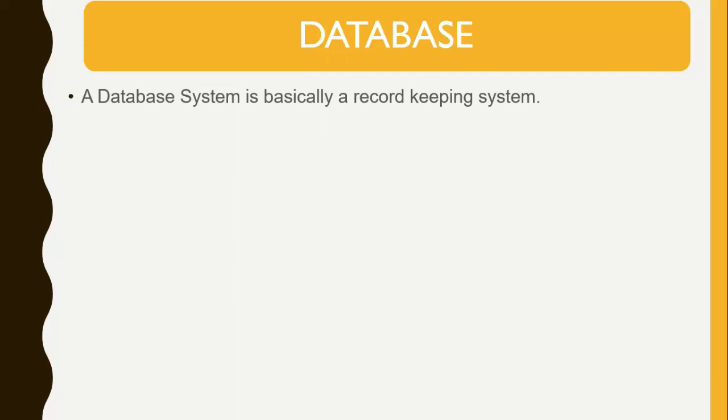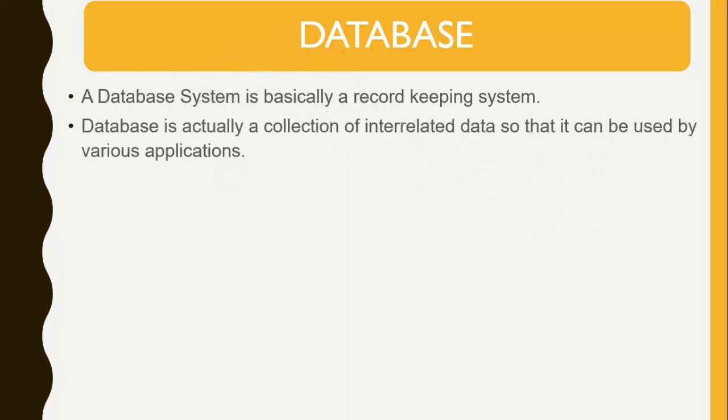Like, if I have a bank account, then my information is stored in that bank's database. Or you are a student of Banner, so Banner also has its own database, and all the information regarding you is stored in the Banner database. So basically, a database is a record keeping system.